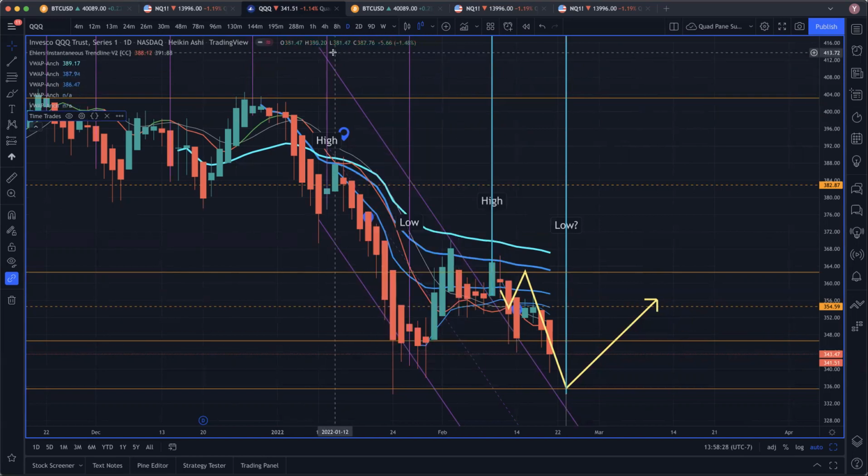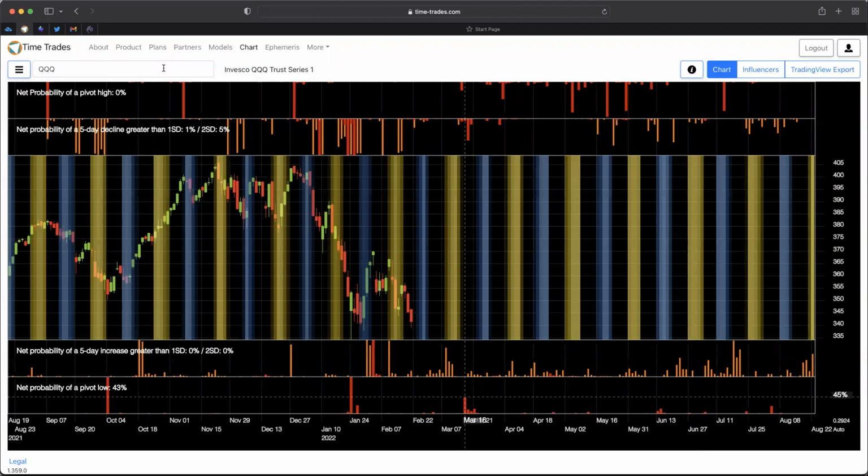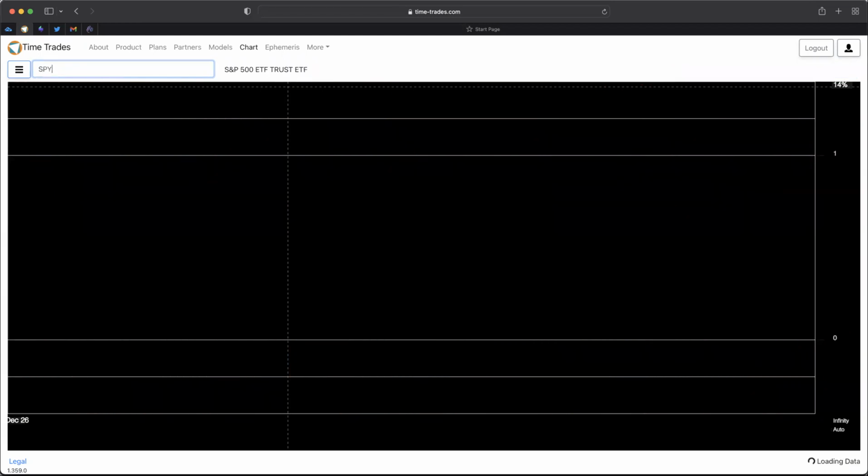Okay, so with that intro, let's go back and take a look at the daily forecasts that we have within the Time Trades web application. And we've got that 25% probability of a 1 standard deviation move down happening on Monday. Let's see what the spiders are telling us here.